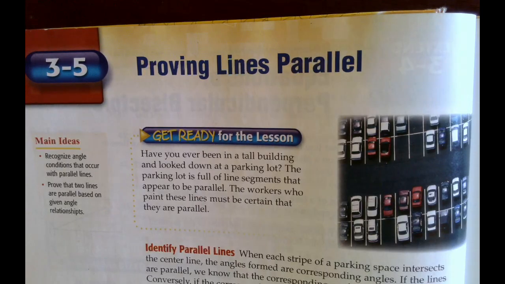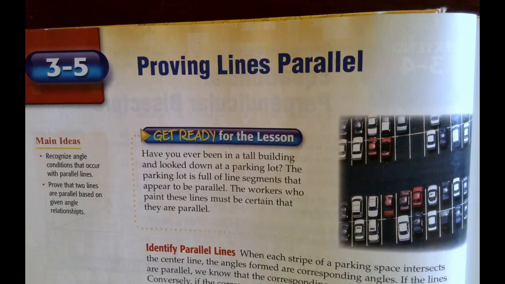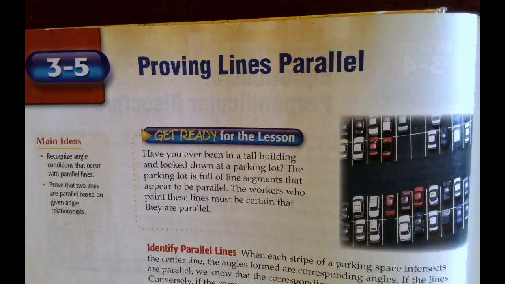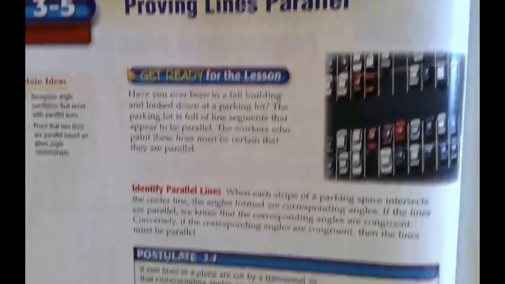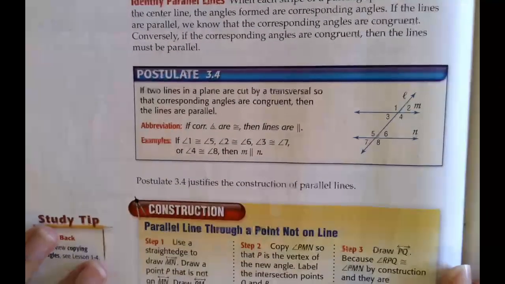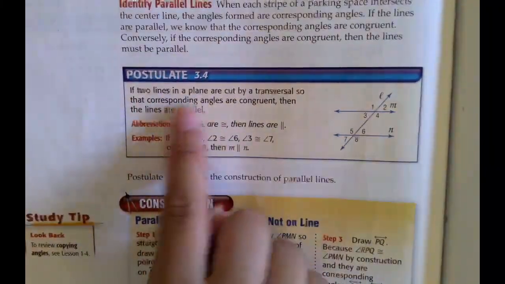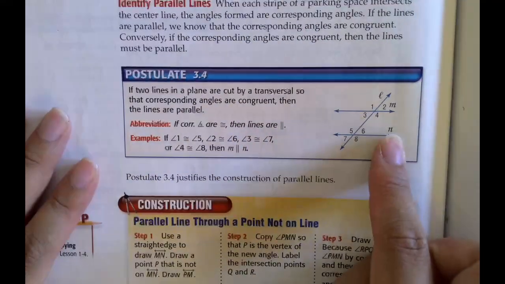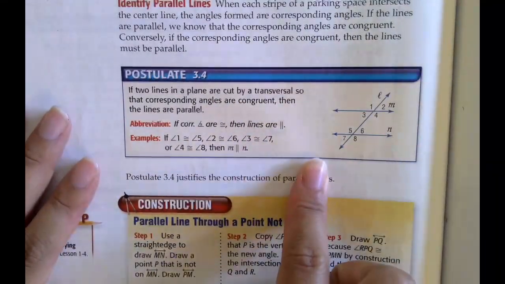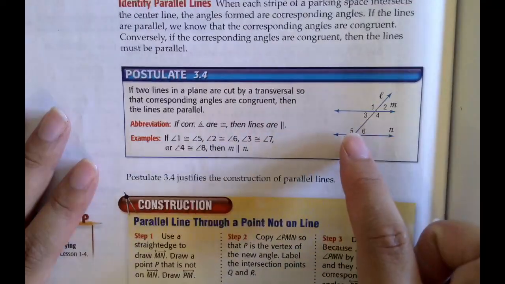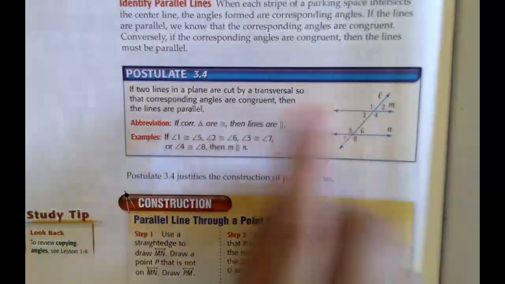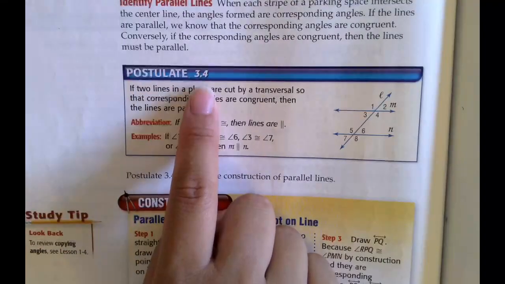Hi guys, so today we're going to be doing lesson 3-5, proving lines are parallel. Before we get started with our first example, we're going to take a look at some of our postulates and theorems. Okay. So here it tells us if two lines in a plane are cut by a transversal and those corresponding angles are congruent, then we know the lines are parallel. They call this postulate 3.4 here.